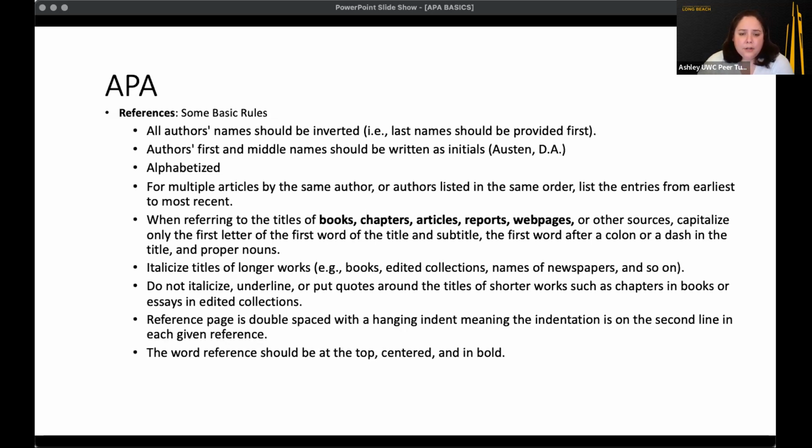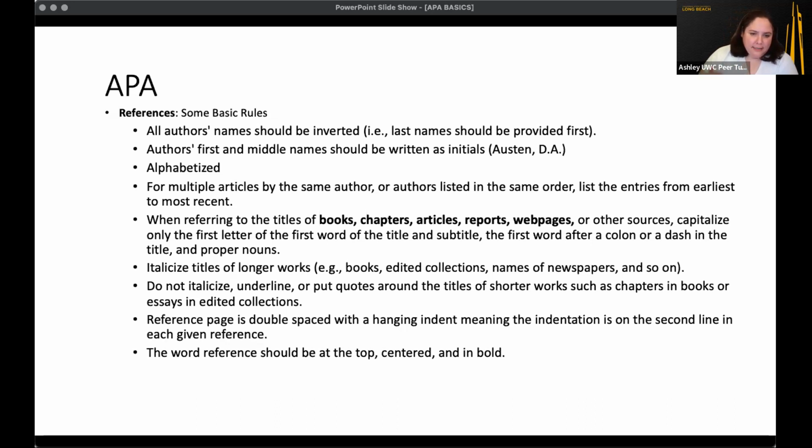Italicize titles of longer works, such as books, edited collections, names of newspapers, and so on. Do not italicize, underline, or put in quotes the titles of shorter works, such as chapters in books or essays in edited collections. That's the MLA way. This is the APA way. You don't do that.